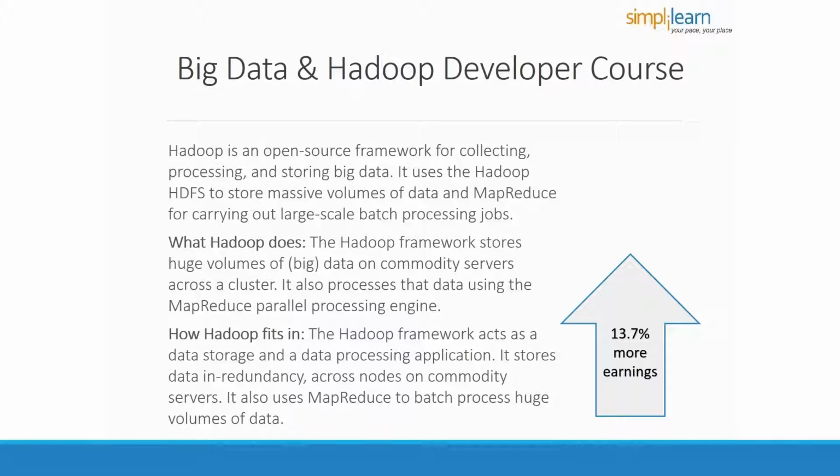I want to add here that according to the CIO website, research analysis they carried out, people with Hadoop skills are earning 13.7% more salary than just, say, software engineers without the Hadoop developer skills. So what Hadoop does. The Hadoop framework stores huge volumes of big data on commodity servers across a cluster. It also processes that data using the MapReduce parallel processing engine.